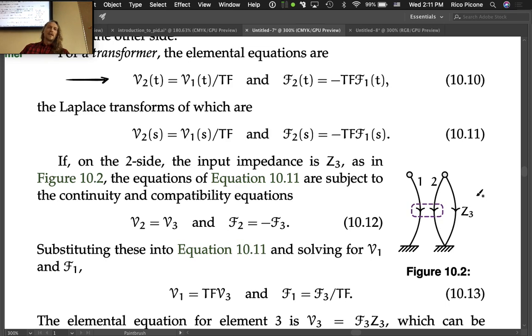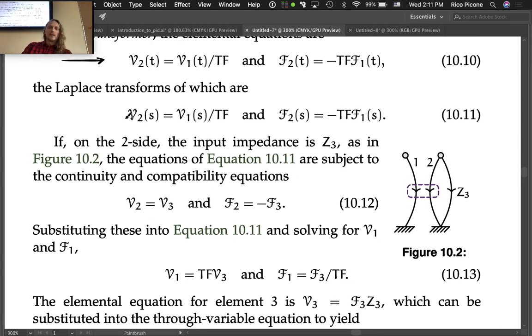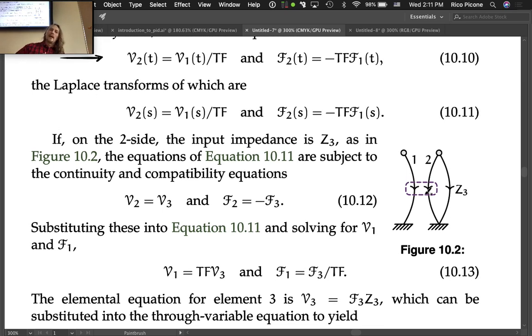So let's go through a little derivation of that. If on side 2 the impedance is Z3, the equations 10, 11, which is this line here, are subject to the continuity and compatibility equations. We could quickly do a compatibility equation here, going around this little loop, which would say that V2, that drop, is equal to this drop, Z3. We could go around the loop, so it would be V2 minus V3 equals 0. In other words, V2 equals V3.